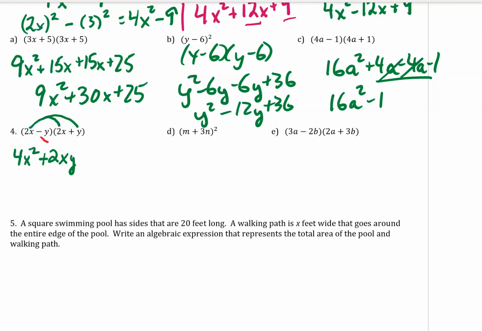Now I'm going to go negative y times 2x. Well, the order I'll switch around. I'll make it minus 2xy. Negative y times positive y is minus y squared. Now I have a 2xy and a negative 2xy. Those are like terms. I'll add them together and they eliminate one another. So now I have 4x squared minus 1y squared.